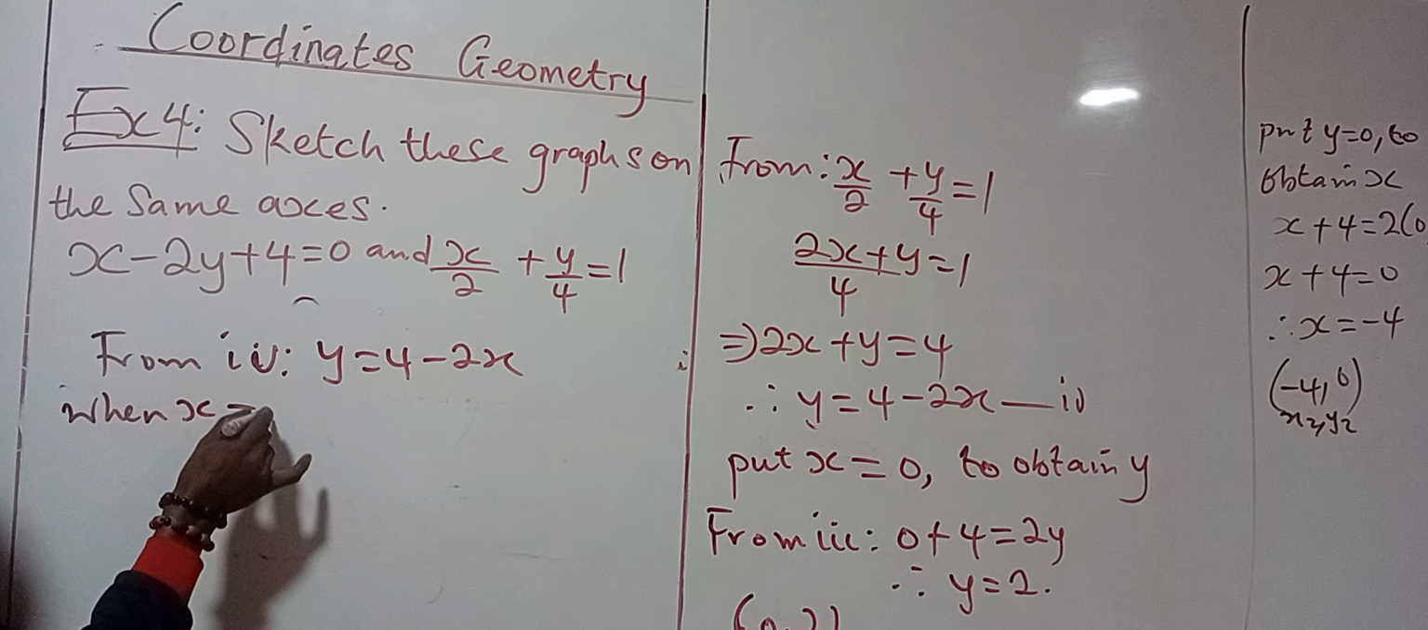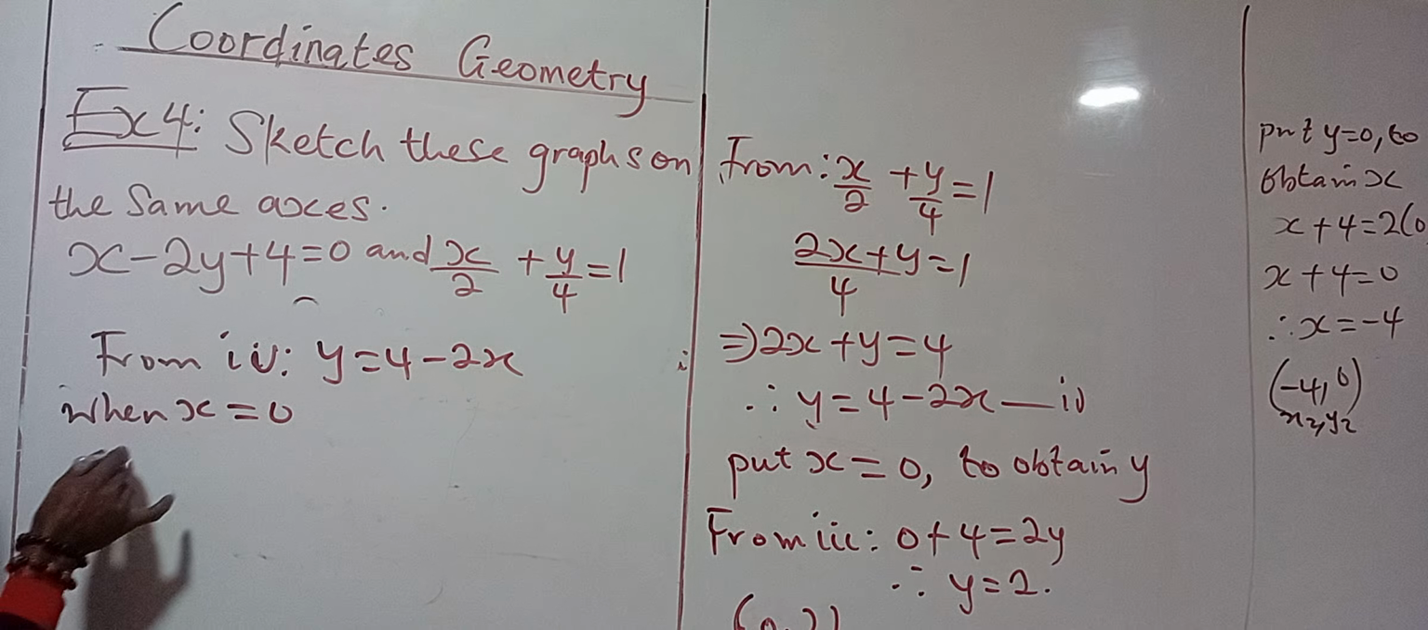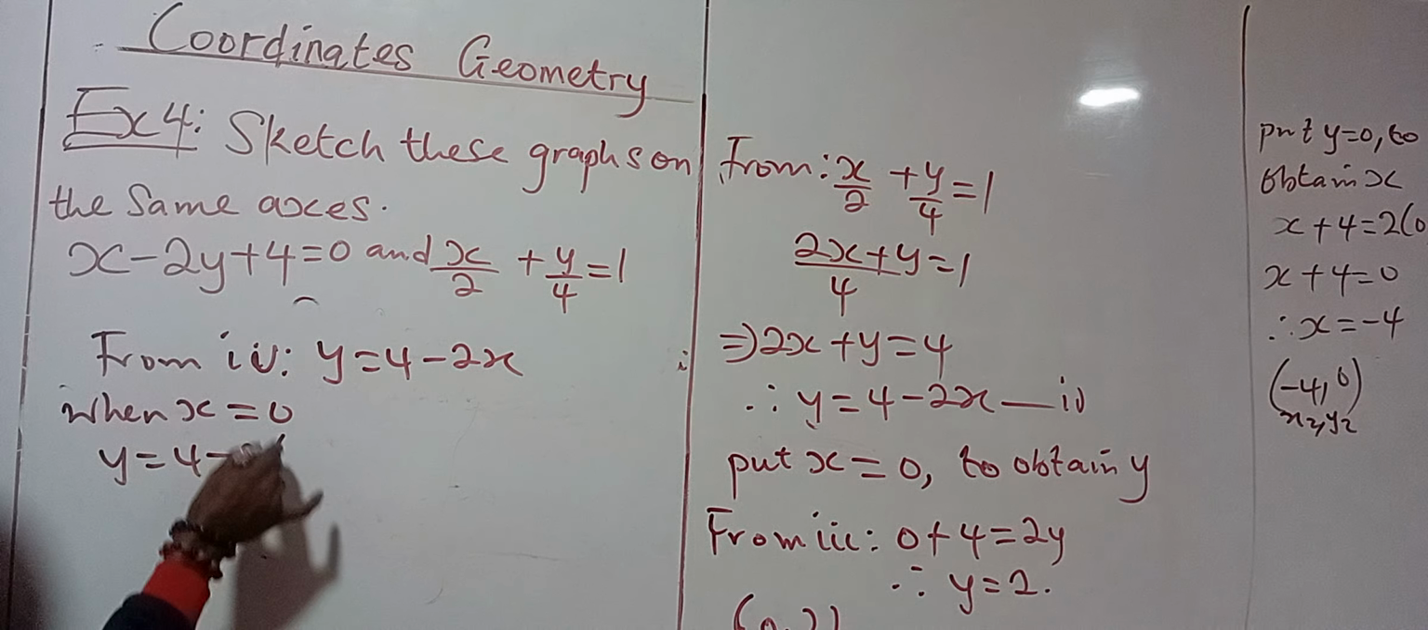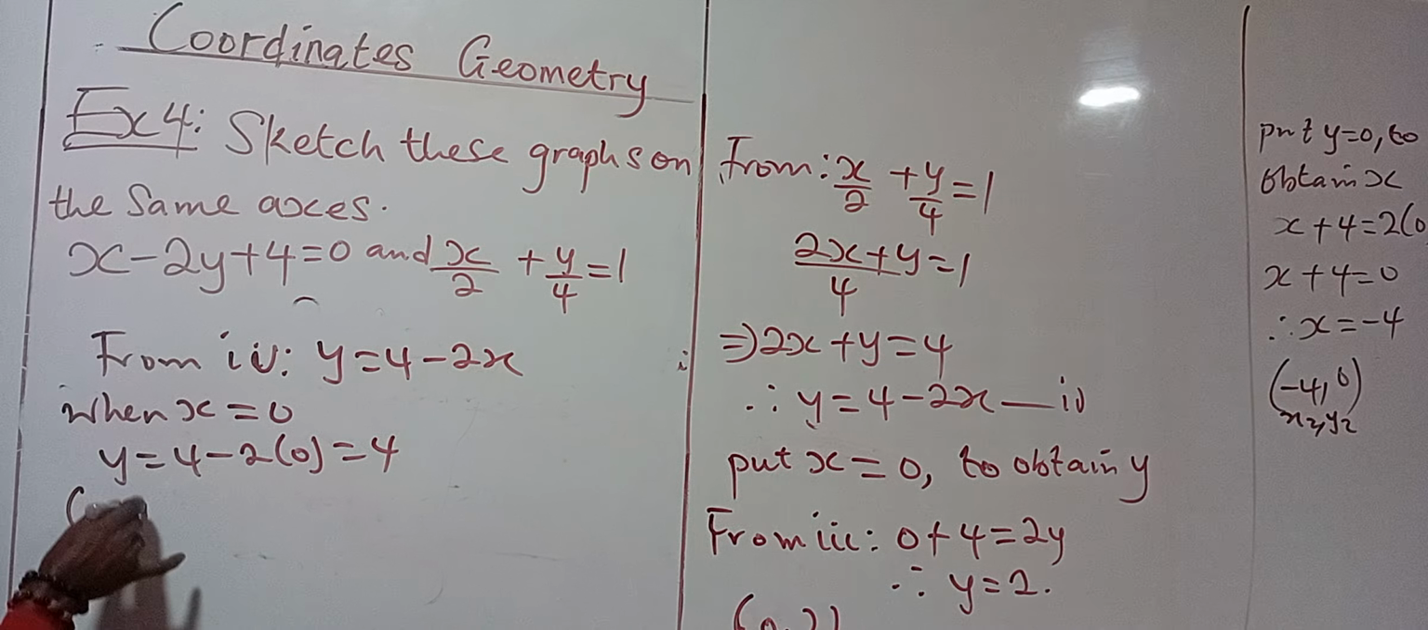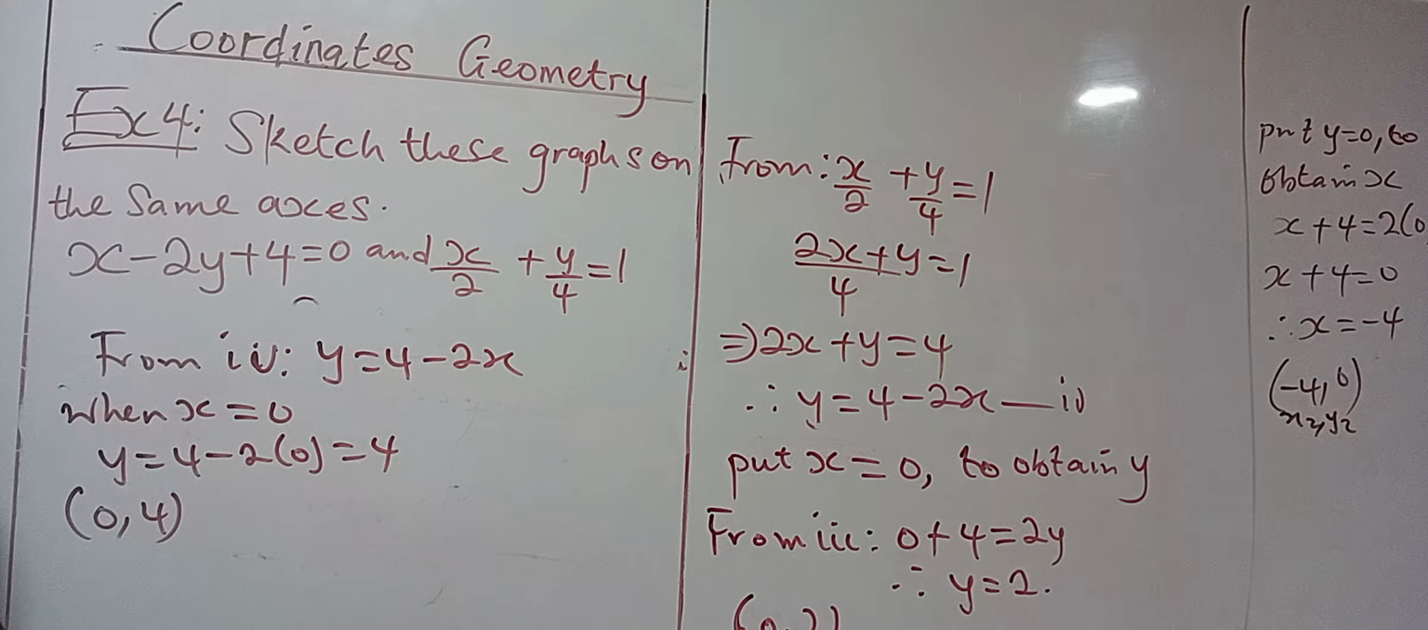When x equals 0, then y will be what? We have 4 minus 2 bracket 0. y will be 4. So in this case, we have (0, 4).